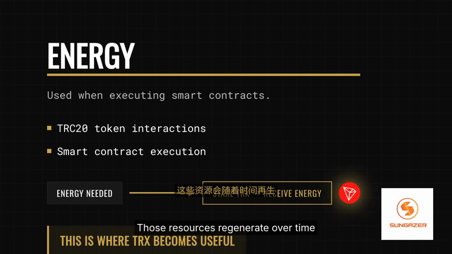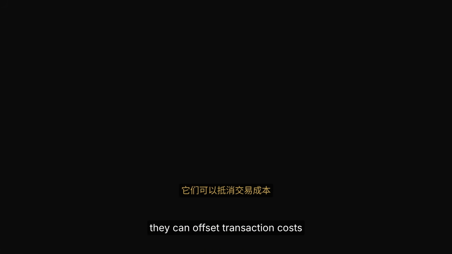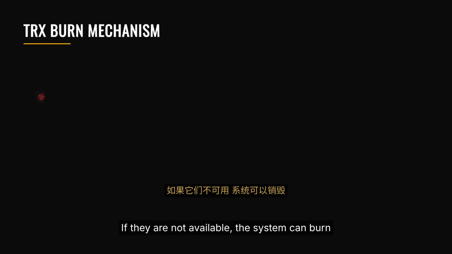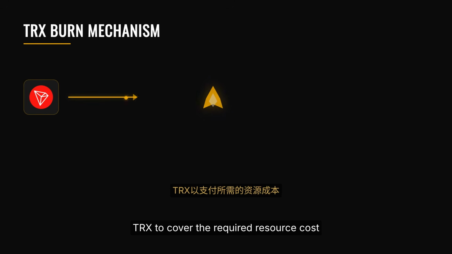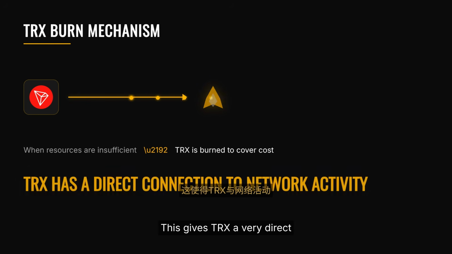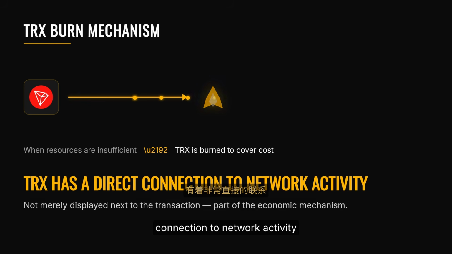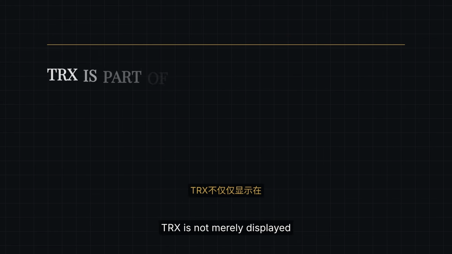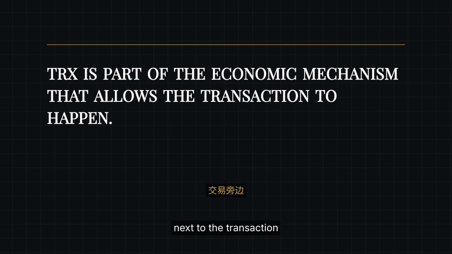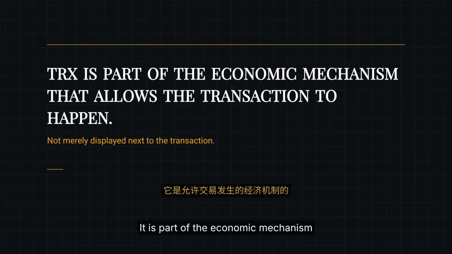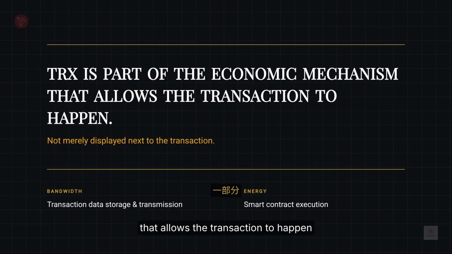Those resources regenerate over time. If sufficient resources are available, they can offset transaction costs. If they are not available, the system can burn TRX to cover the required resource cost. This gives TRX a very direct connection to network activity. TRX is not merely displayed next to the transaction. It is part of the economic mechanism that allows the transaction to happen.